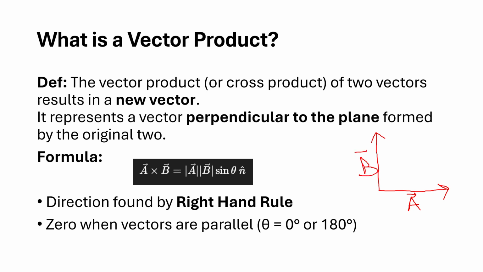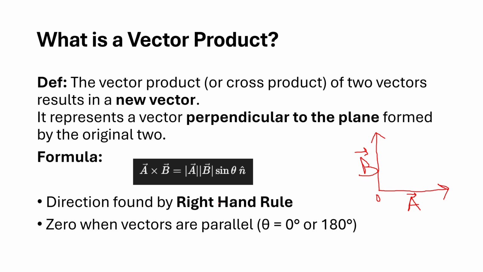Sorry, I am a little weak in representing things. This is the origin. Now, we are given in the question to find the vector product, and then find the direction of this vector product. So how will we find that? The direction is found by the right-hand rule.